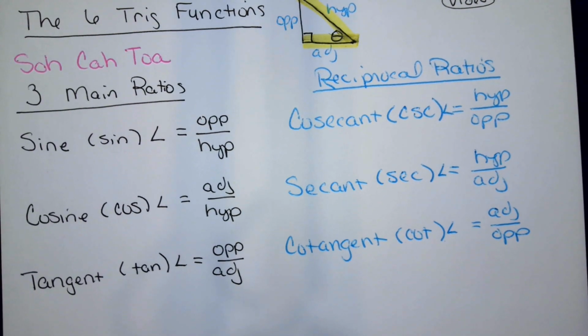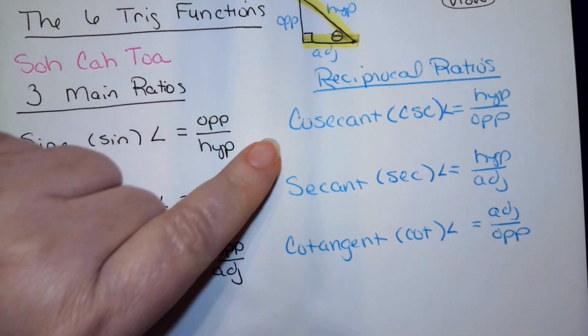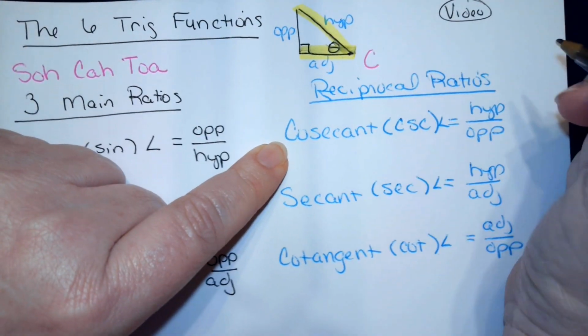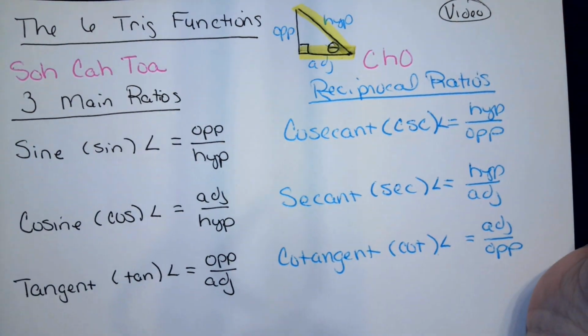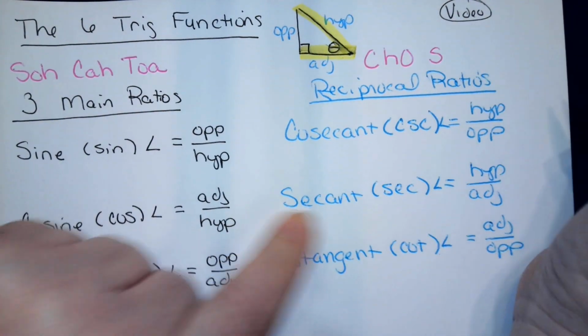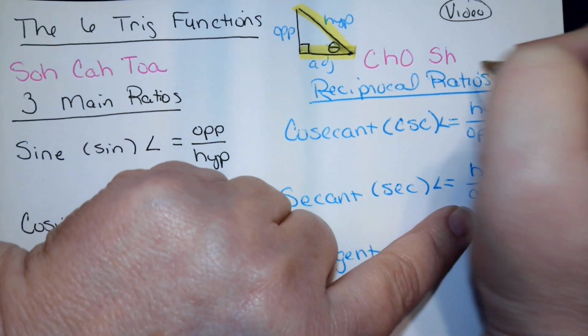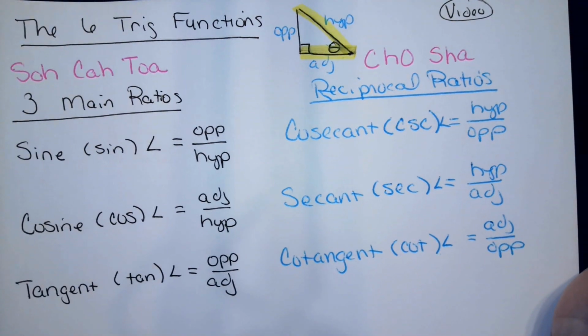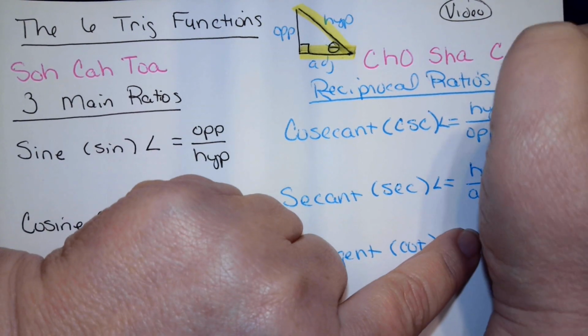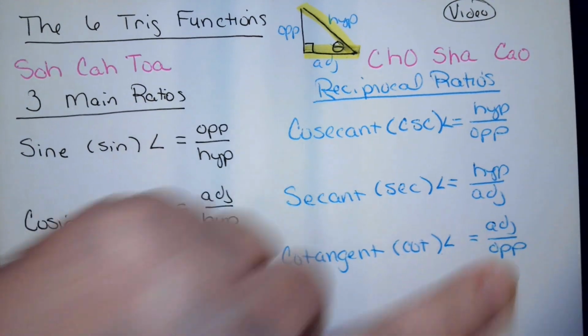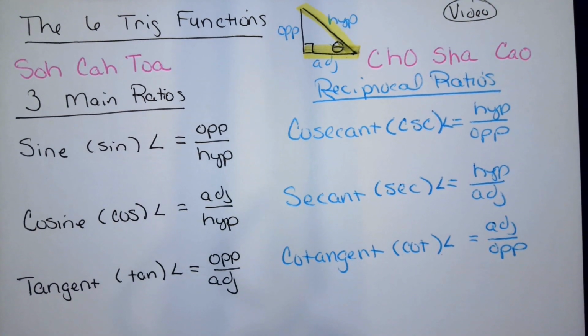Now, if we use the first letter of each one of these to create our little cheesy saying, let's see what we have. We've got C, H, O, so CHO. S, H, A, SHA. And then C, A, O. CHO SHA CAO.